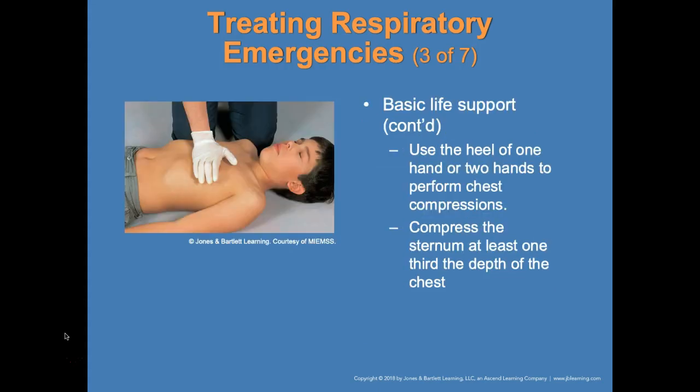Then when we are doing CPR, we're going to use the heel of one hand or 2 hands to perform the chest compressions. We want to compress the sternum to at least 1/3 the depth of the chest. Remember, we don't need to touch the patient's backbone. We just want 1/3 of the depth of the chest. Nice good compressions.